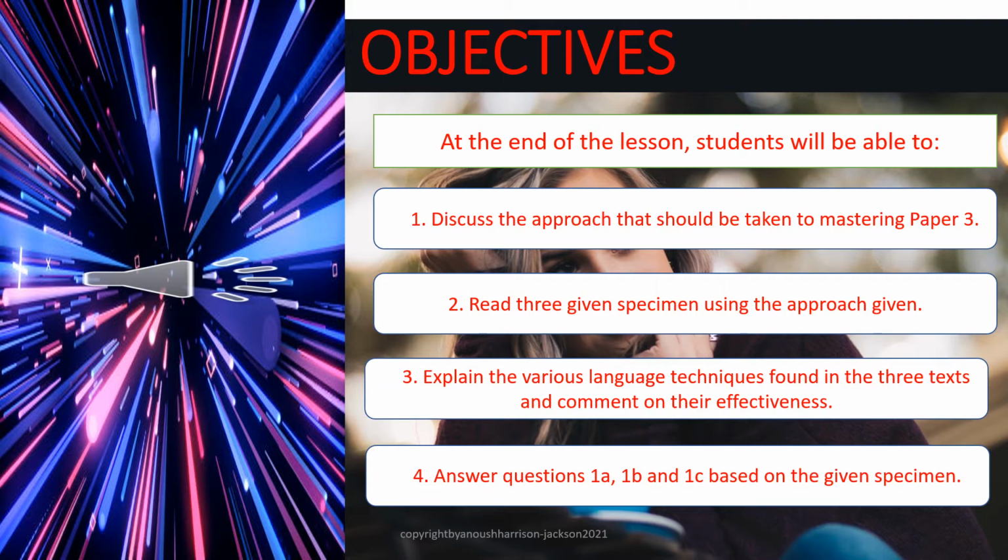The objectives of this presentation are as follows. At the end of the lesson, students will be able to: 1. Discuss the approach that should be taken to master Paper 3. 2. Read 3 given specimens using the approach given. 3. Explain the various language techniques found in the 3 texts and comment on their effectiveness. 4. Answer questions 1A, 1B, and 1C based on the given specimen paper.